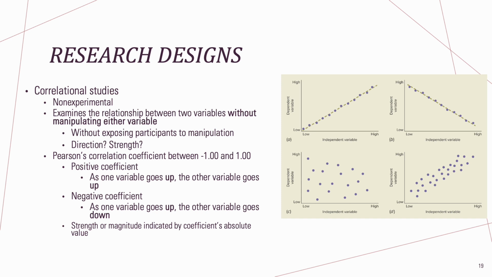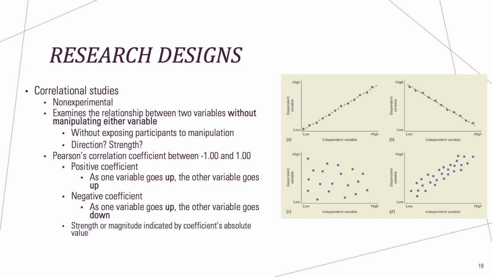So for instance, if I am looking at maternal sensitivity and child's attachment security, and they have a correlation coefficient of 0.85, what that tells me is that just generally, as maternal sensitivity goes up, so too does attachment security in the child.